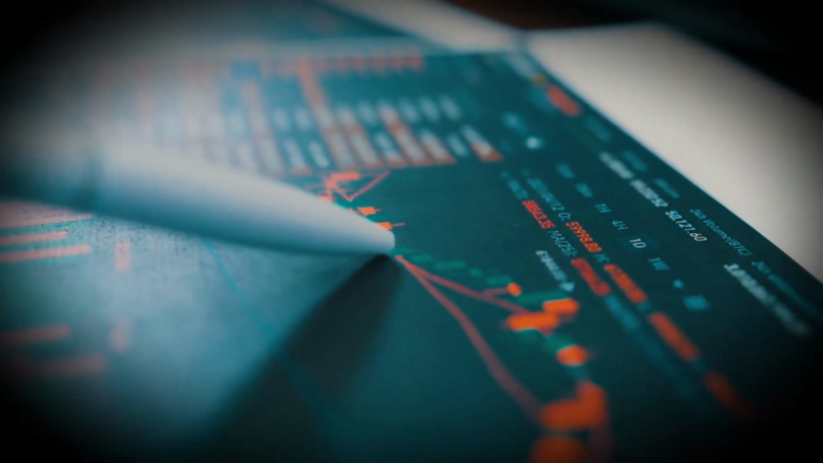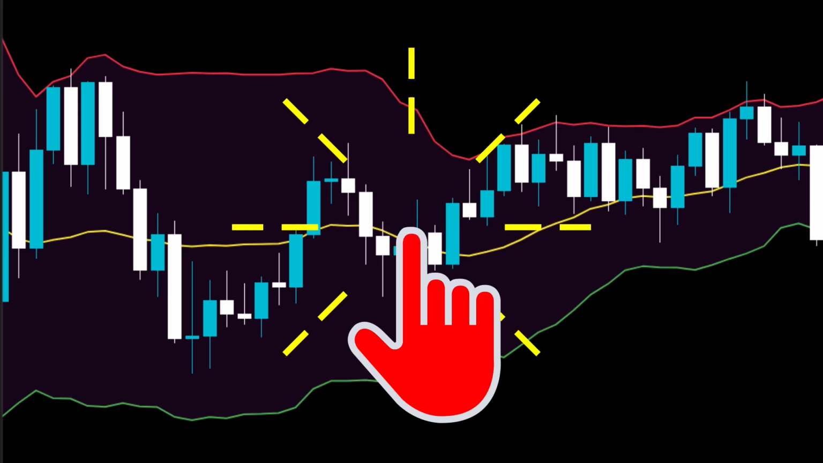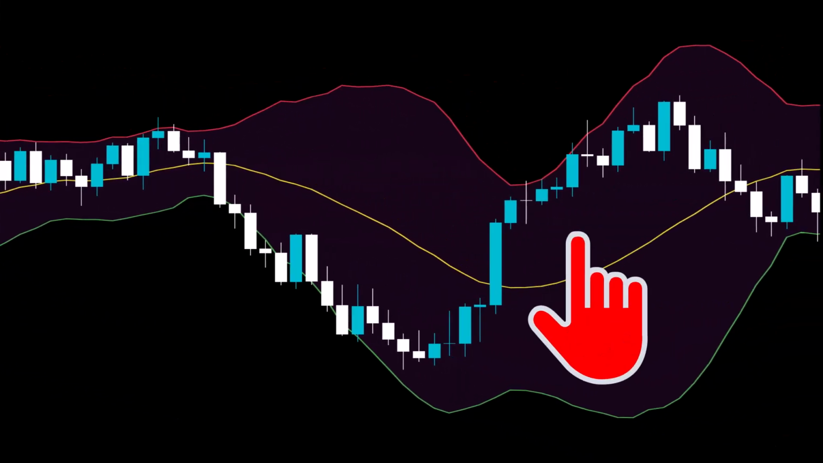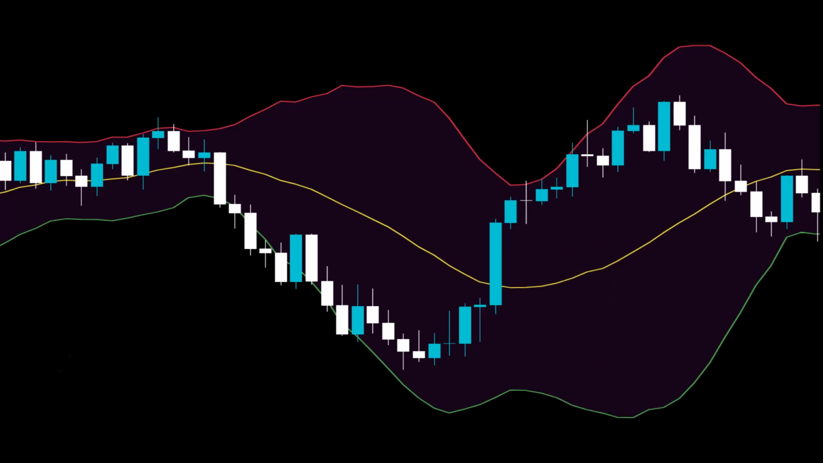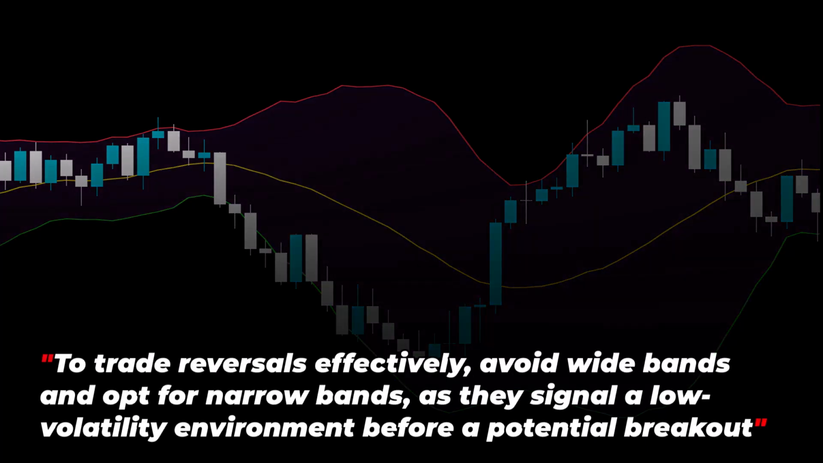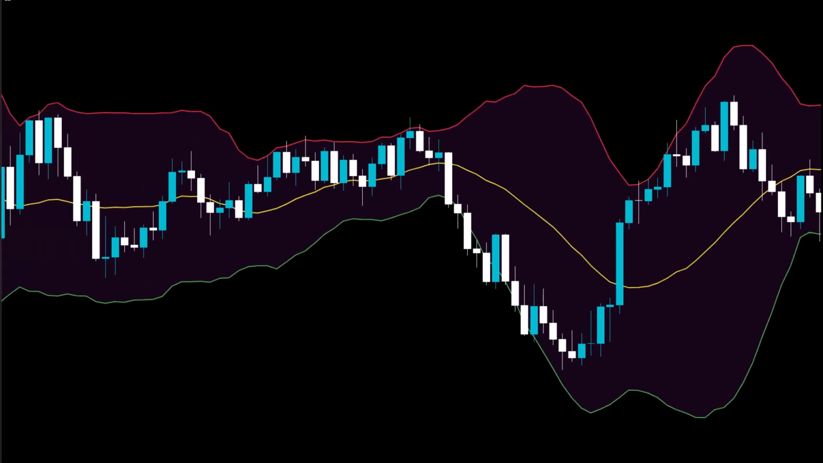If you follow a trend trading strategy, it's best to avoid trading when the Bollinger Bands are narrow. Instead, focus on trading when the bands are wide, as this indicates strong market momentum. On the other hand, if you're looking to trade reversals, you should avoid entering trades when the bands are wide. Reversals are more effective when the bands are narrow, signaling a low volatility environment before a potential breakout. That said, you shouldn't rely solely on the size of the bands to make trading decisions.